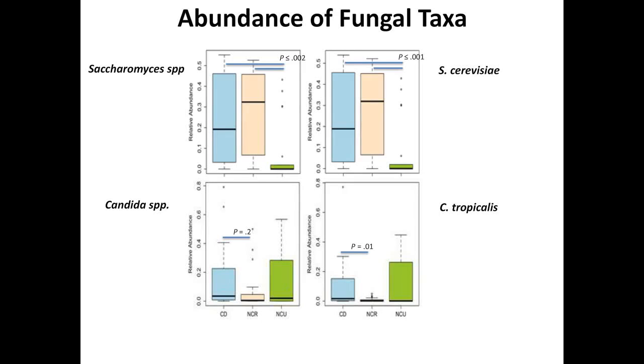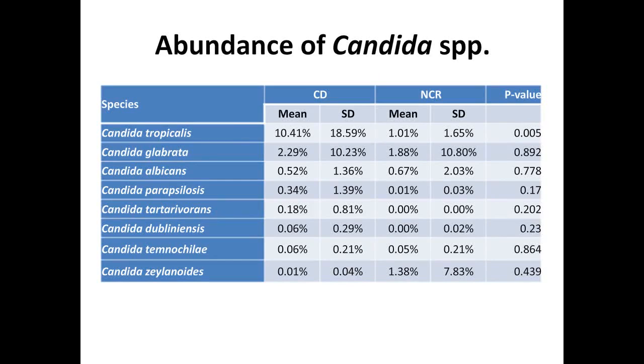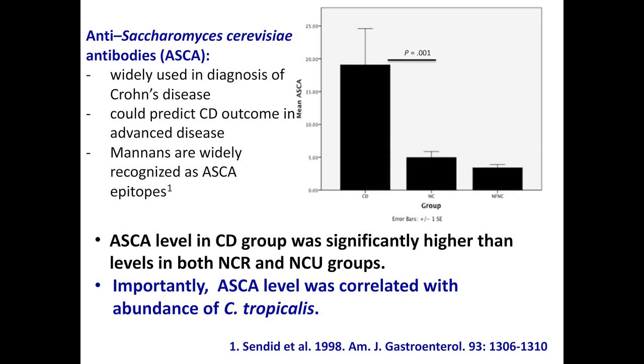When you look at the fungal abundance, you can see there is a trend in favor of Saccharomyces being higher in the healthy relatives compared to the diseased ones. And the same is true with Saccharomyces cerevisiae. When you look at Candida, if you put all Candida species together, there is no difference between them. And lo and behold, when you looked at Candida tropicalis, we found there is an increase in Candida tropicalis in this patient population. Now, looking at the abundance of the different Candida species, you can see only Candida tropicalis was significantly higher in the CD patients.